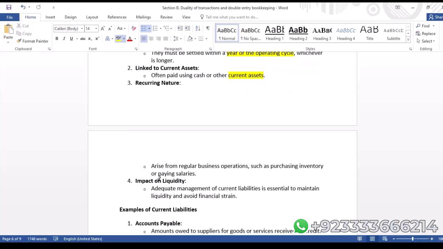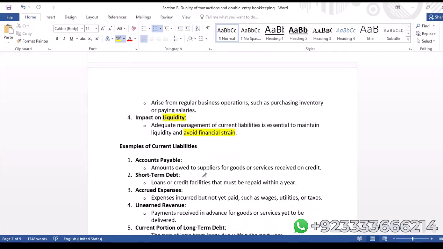Now, impact on liquidity. Adequate management of current liabilities is essential to maintain liquidity and avoid financial strain. If we owe more money than we own, we have liquidity issues. If we don't have enough cash to pay off the people we owe money to, for example if we owe 100 rupees and we have 70 rupees cash, it means we have liquidity issues. So management of current liabilities is very important in order to avoid liquidity issues.